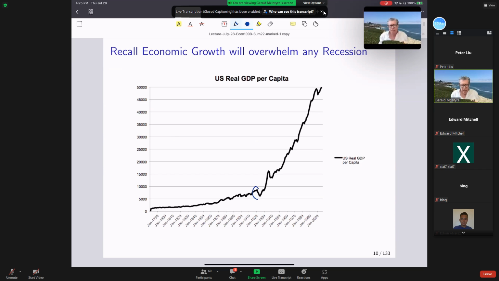Here's the Great Depression in the 1930s. Unemployment rate of 25%. The unemployment rate in the United States will not even reach 10% in any coming recession. Here's the global financial crisis.